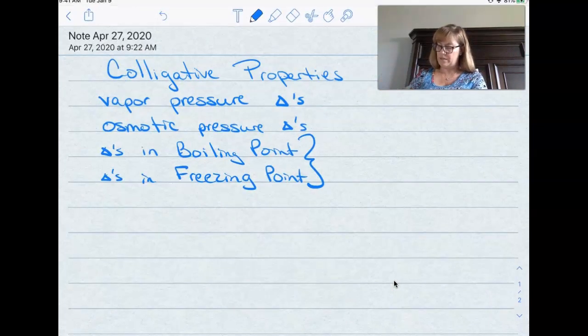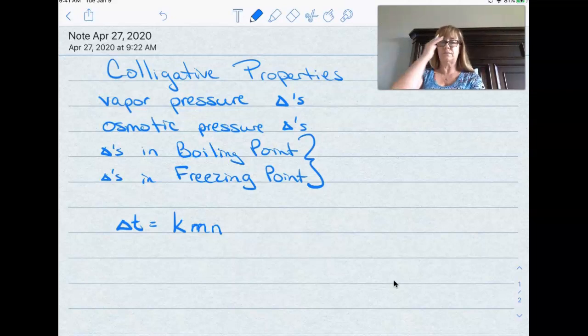The formula is delta T equals K, which is a constant, times m, which is your molality, times n, which is the number of particles your solute dissolves into. So let's talk about this.